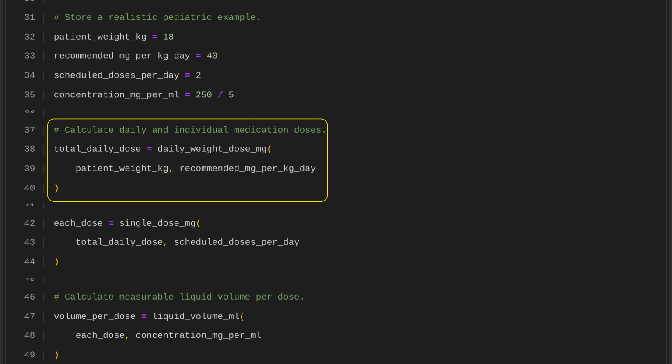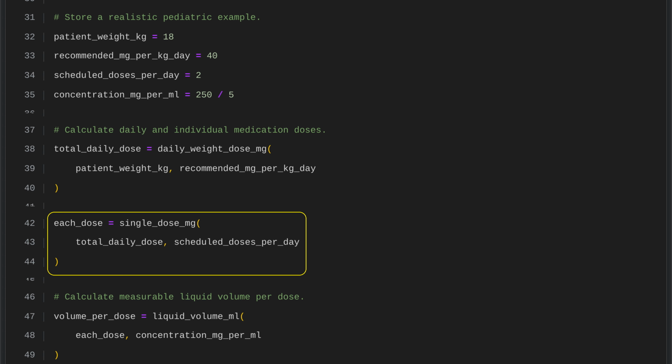To find the total daily medication dose, use the daily weight-based dose function with the patient's weight in kilograms and the recommended milligrams per kilogram per day. It multiplies these values to determine the full amount needed for one day, helping ensure the dose matches the patient's weight.